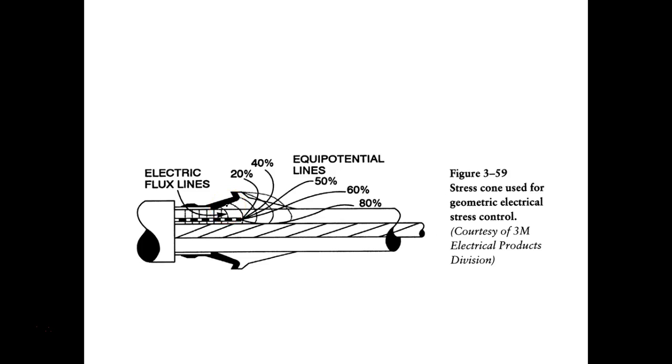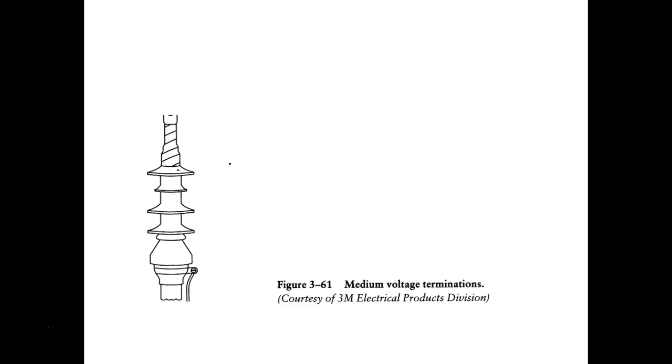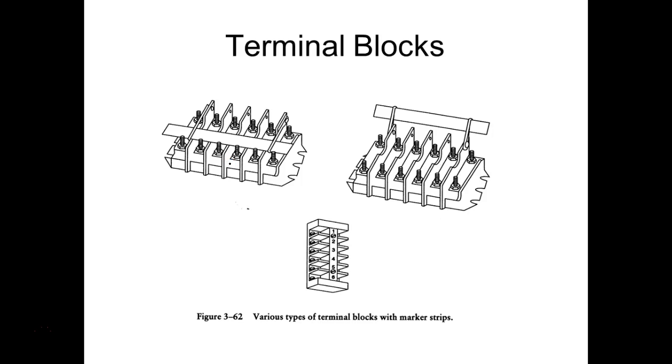So normally when we do these, we use what we call a stress cone. You'll see a lot of cables that have this specially made cone that equalizes the stress and makes the stress a lot less. This is another one, which is a capacitive stress reducer. These are literally made as a capacitor, which really equalizes stress, and this would be put on the end. You see this a lot. These are used on medium voltage transmission lines. You'll see them use these types of stress reducers.